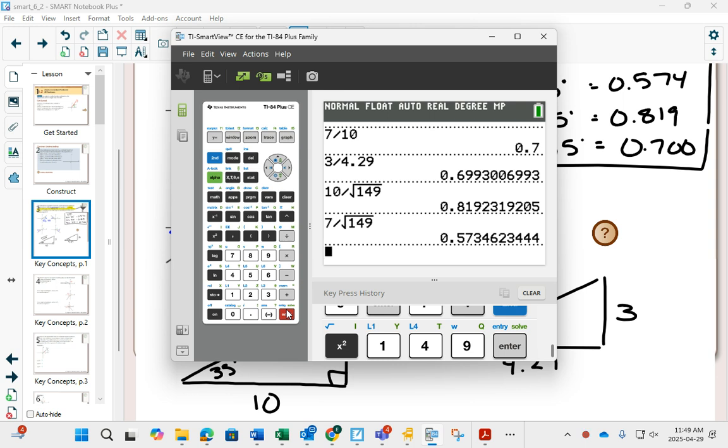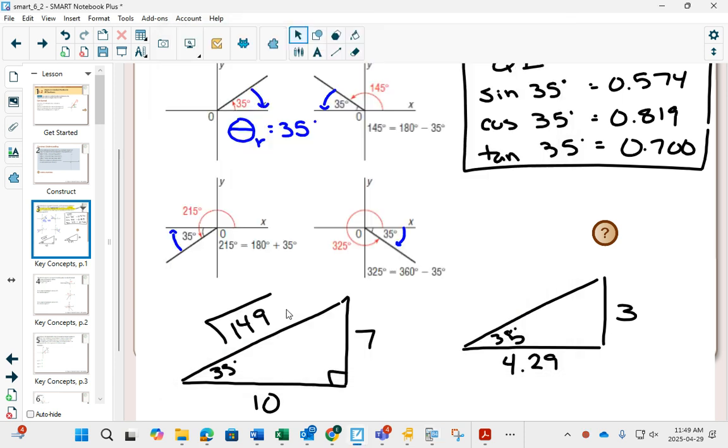So these tables, these numbers, used to come in books. Now they're in calculators, super nice. That's the power of trigonometry.